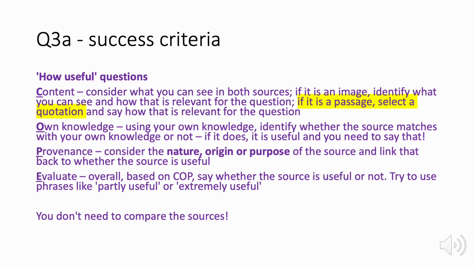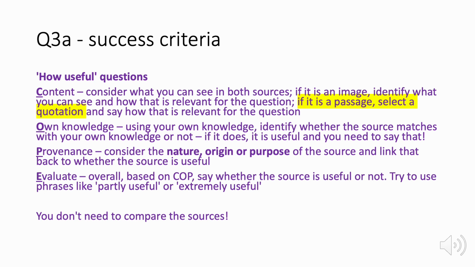So this is the structure that we teach you for the how useful questions. We teach you the COPE structure. Other schools teach 4 C's. It doesn't really matter, but COPE is probably the best one. This is basically how you need to approach the source. First of all, you need to look at the content of the source. So what can you see essentially?